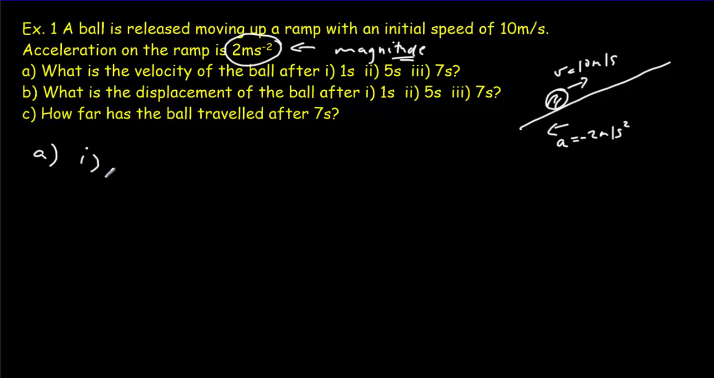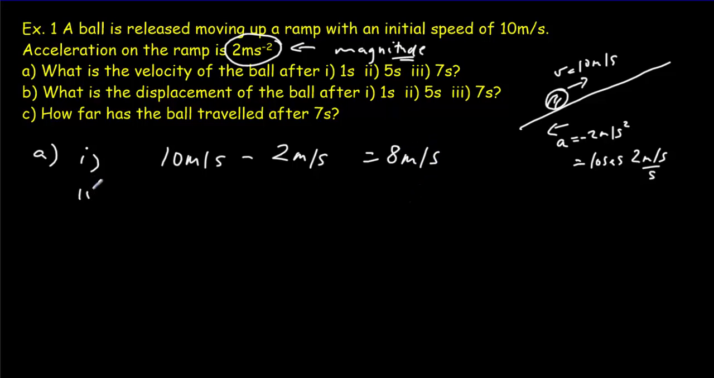Hopefully in part 1, what you said was, well, it was moving at 10 meters per second, and then it loses 2 meters per second of speed every second. That's what that acceleration means. So it loses 2 meters per second every second of speed. So it was going 10 meters per second. It should lose 2 meters per second of speed in 1 second and be going at 8 meters per second.